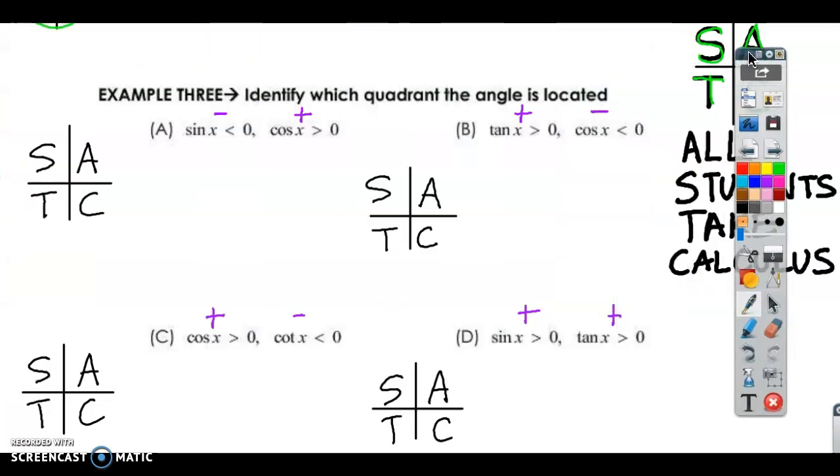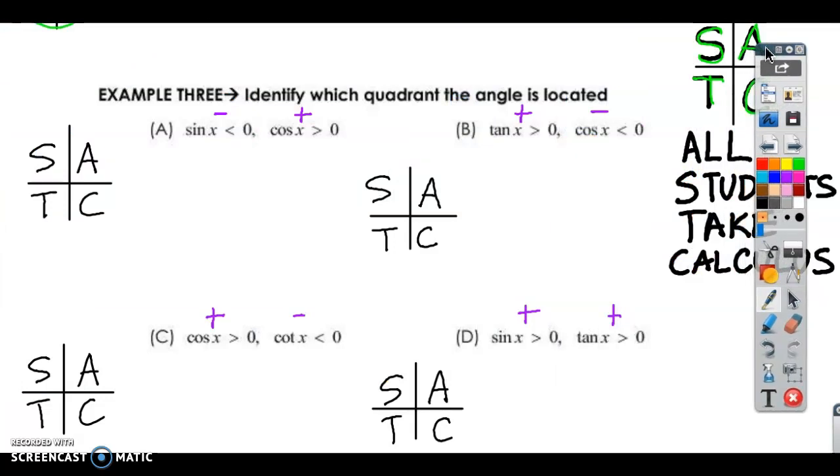When you give them problems like this, where you're asked to identify which quadrant the angle is located in, they usually give you 2 pieces of information. The first piece narrows it down a little bit, and the second piece tells you which one it's in. For example, when they tell you the sine of x is less than 0, that means, because sine is y, we are currently below the x-axis.